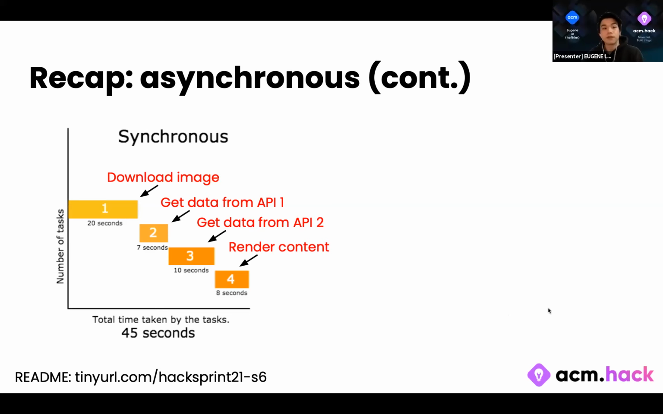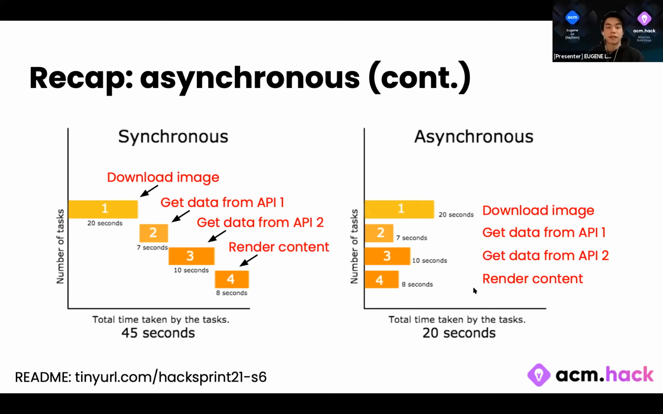But instead, if we did the asynchronous workflow, it would look a little more something like this. So we have the same 4 tasks. We are downloading an image, getting the data from APIs 1 and 2, and then we're rendering the content. But using asynchronous workflow, we can first just start the process of downloading the image, and then we can hop over to getting the data from the API 1 while it's downloading, and then start that process, and then jump over to API 2, start that process, and then finally jump to render content. So all this stuff is being run at the same time, and there's not necessarily an order that you have to follow sequentially. So the total time taken by these tasks is almost more than half as fast. So you can definitely see the benefits of asynchronous programming.